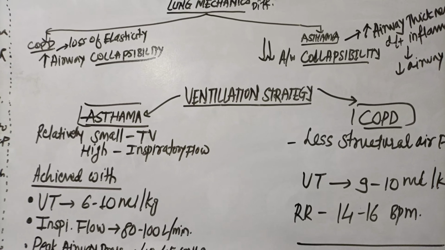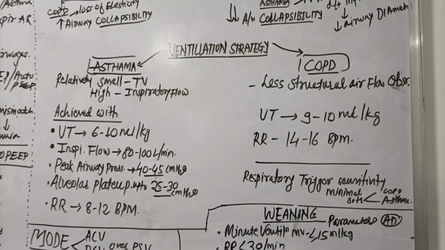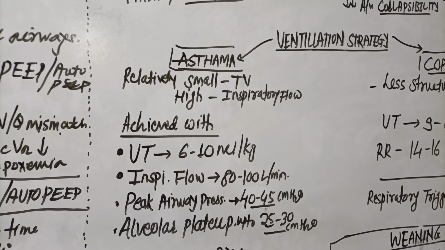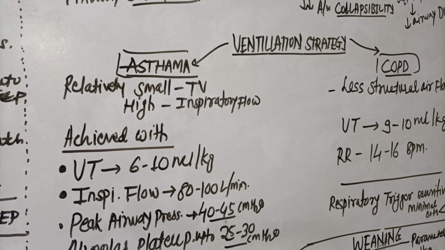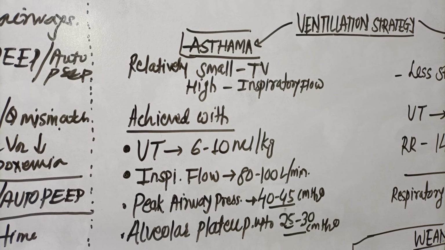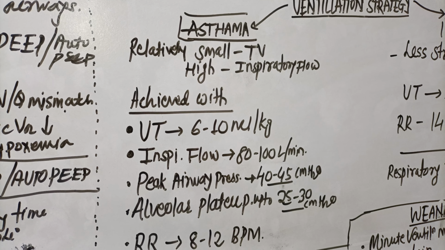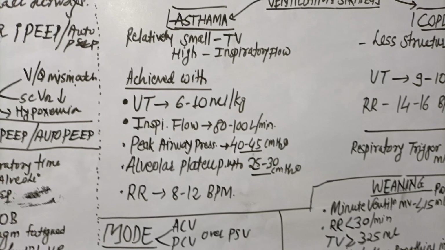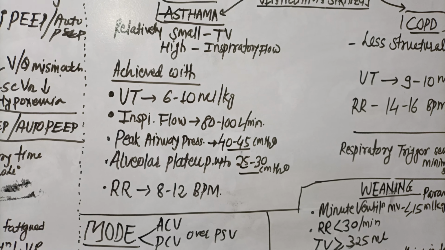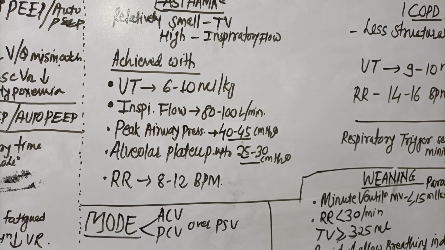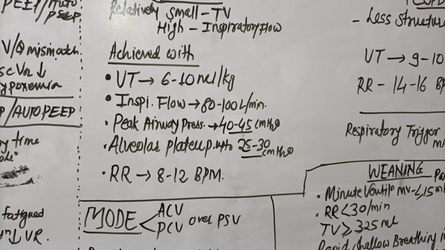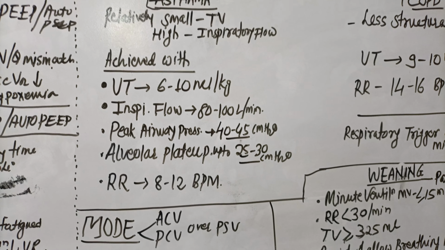Okay, so what are the ventilation strategies in COPD and asthma patients? In asthma, relatively small tidal volume and high inspiratory flows are required, which are achieved with tidal volume of 6 to 10 ml per kg, inspiratory flow of 80 to 100 liters per minute, peak airway pressure 40 to 45 centimeters of H2O, alveolar plateau pressures up to 20 to 30 centimeters of water, and respiratory rate of 8 to 12 breaths per minute.